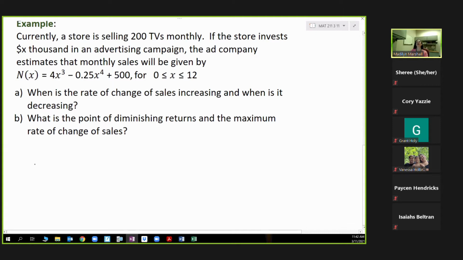Okay, so we have a store is selling 200 TVs monthly. If the store invests X thousand dollars in an advertising campaign, the ad company estimates that monthly sales will be given by this function. So N is the sales and the TV sales, and X is the thousands of dollars that are being put into advertising. And so we have two parts. So focusing on part A, the question is, when is the rate of change of sales increasing and when is it decreasing?